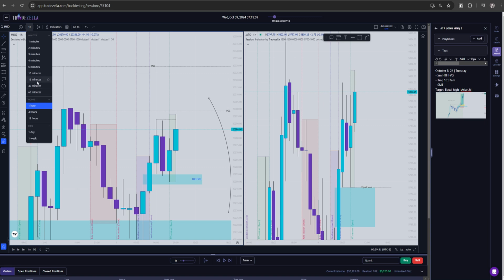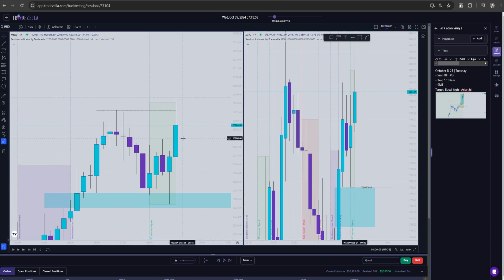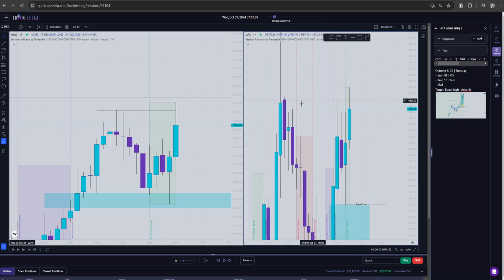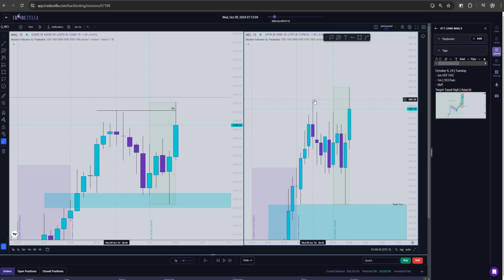So now we go to the 15-minute on both. Sorry, I had to sneeze. Okay, 15-minute on both. Alright, so 15-minute, we don't have a fair value gap. No fair value gap. In fact, it took this out, right? Buy side liquidity. 15-minute, 15-minute. This is 1 hour. Okay. This also took out buy side liquidity.